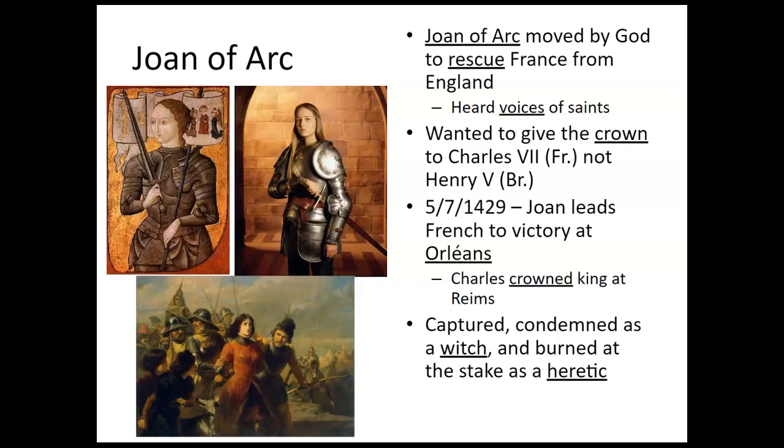And she wanted the crown to go to King Charles VII, who was French, not to King Henry V, who was British. And she actually works to help establish the French king on the throne. She leads the French to a victory at Orleans in 1429. With this French victory, King Charles is escorted to Reims in France and crowned King of France, effectively getting the crown on the head of the proper person, at least in her mind.